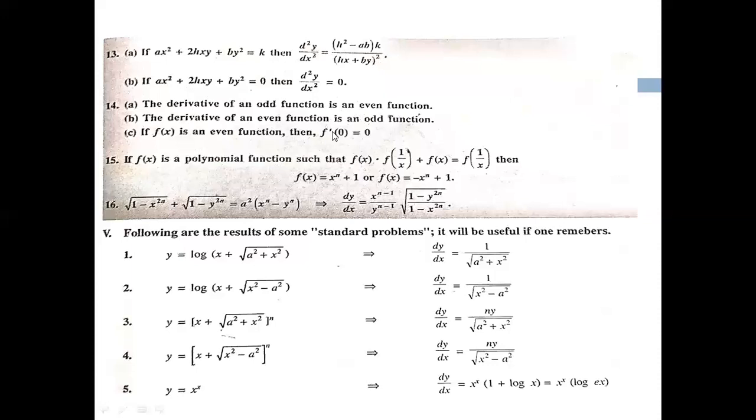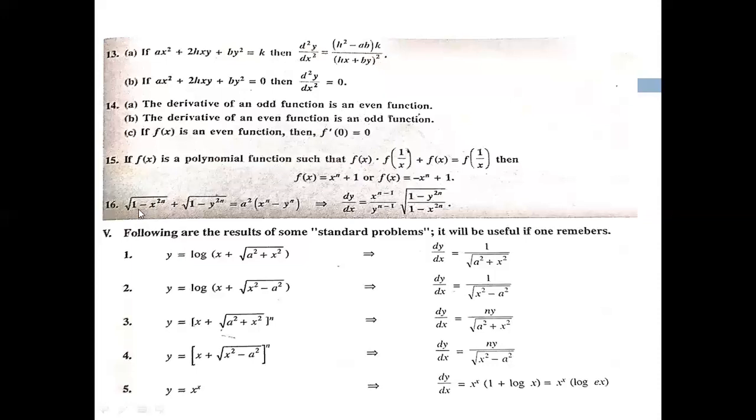The derivative of an even function is an odd function. If f of x is an even function, then f dash 0 is equal to 0. If f of x is a polynomial function such that f of x into f of 1 by x plus f of x is equal to f of 1 by x, then f of x is equal to x to the power n plus 1 or f of x is equal to minus x to the power n plus 1.